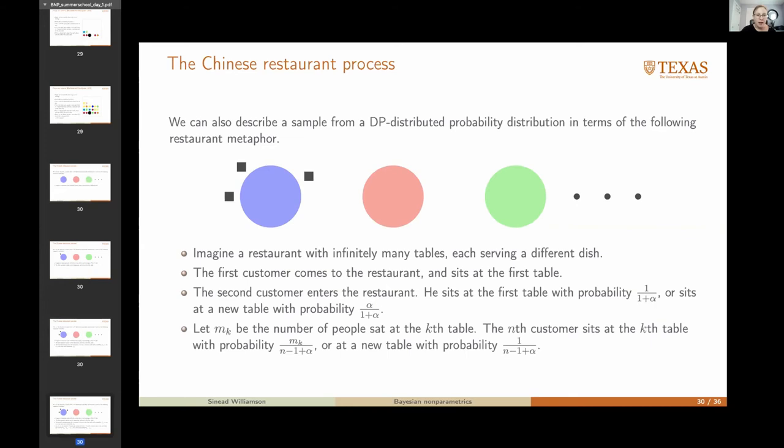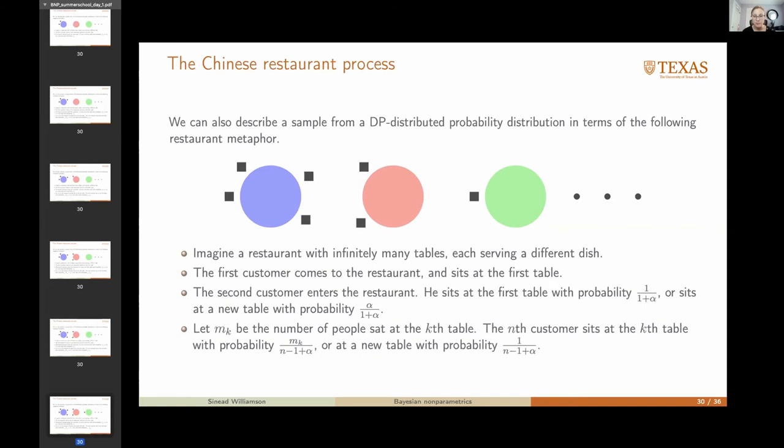And then more customers are going to join. The third customer comes, he's going to sit at that first table with probability proportional to 2 and a new table with probability proportional to alpha. Next person comes in, he sits at a new table with probability proportional to alpha, or the first table in this case with probability proportional to 3, and so on. And we can build up a system for how customers come in and sit at tables in this restaurant. And this restaurant analogy, I feel, really helps us understand exactly what's going on in the Chinese restaurant process.